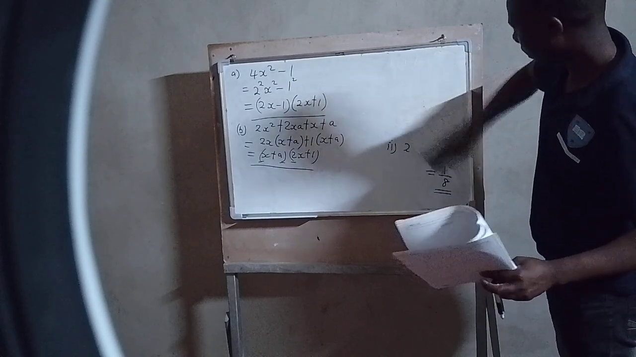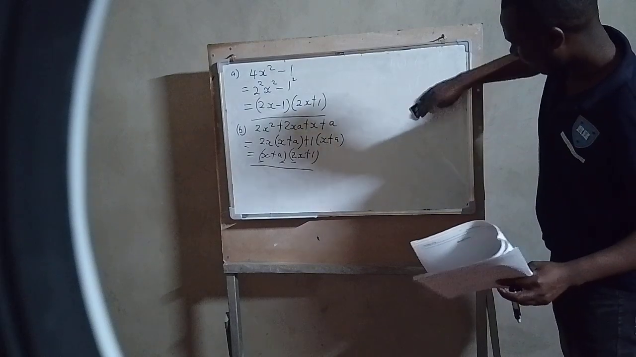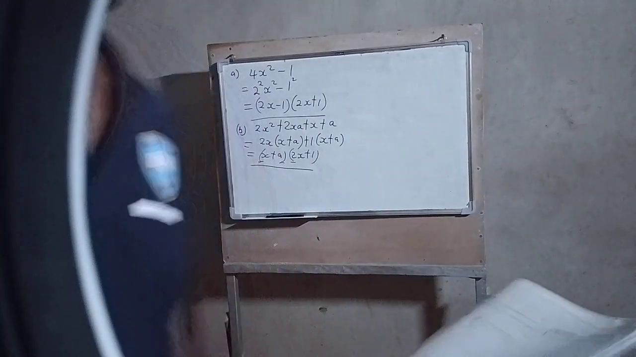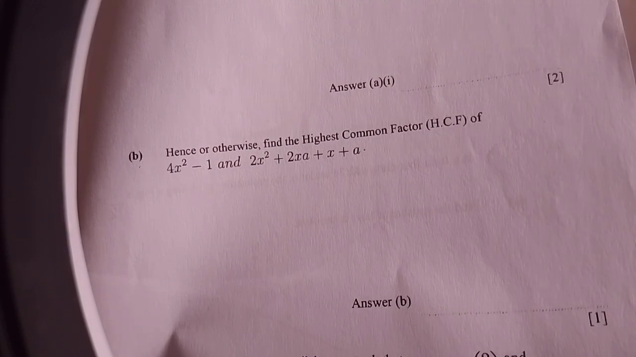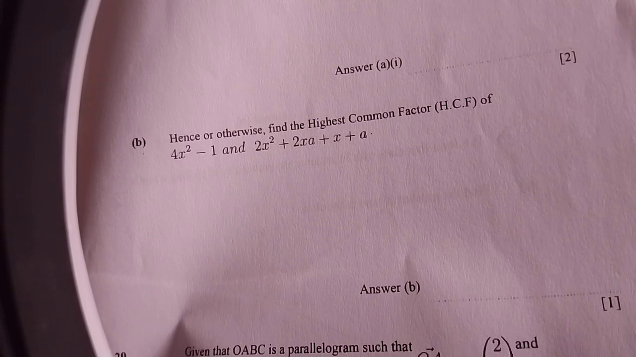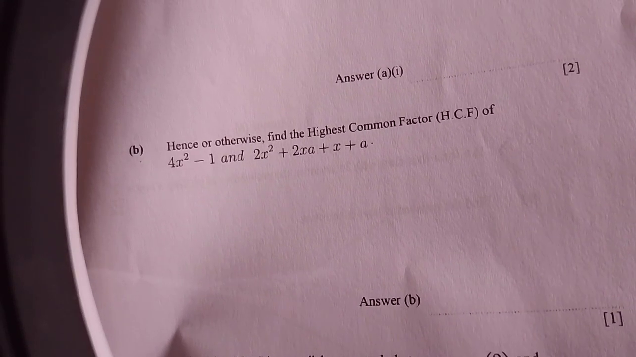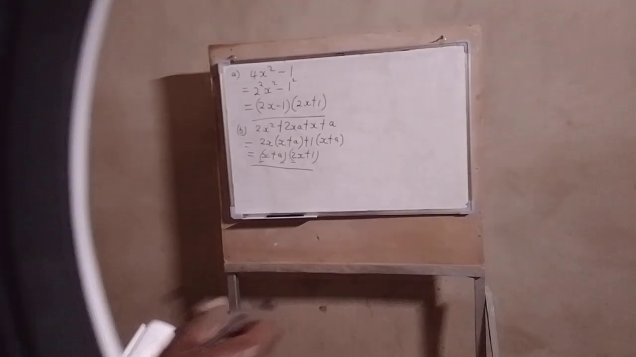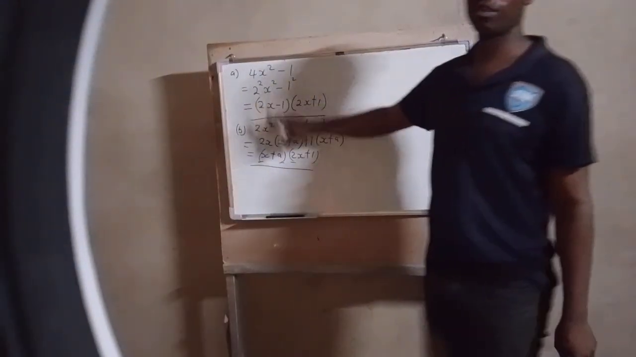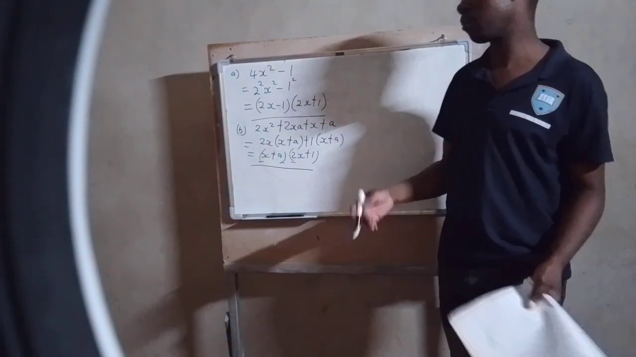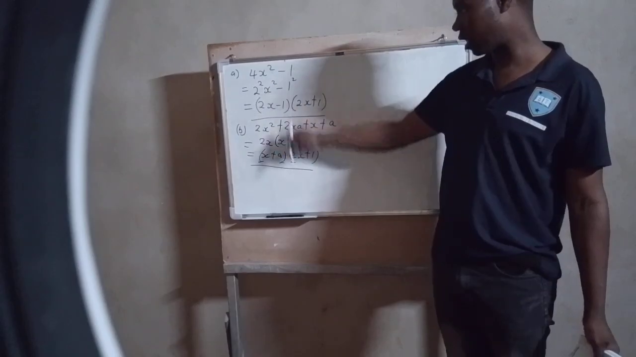Now the last question, it's on HCF, the highest common factor. It says, hence or otherwise find the highest common factor, HCF, of 4x squared minus 1 and 2x squared plus 2xa plus x plus a. If the question says hence, it means you can use your previous results. But now you want to use the hence, want to use this.